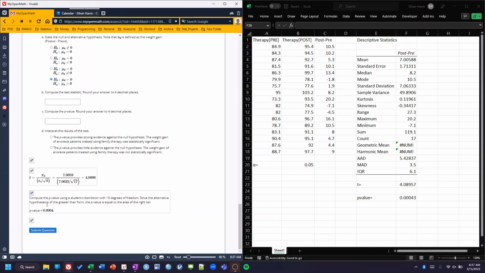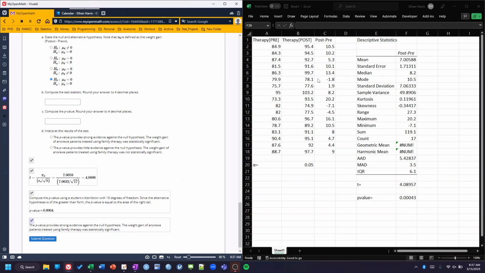Okay, last question. It says interpret the results. We've got that the p-value provides strong evidence against the null hypothesis, so we're going to reject this null hypothesis and claim instead that the true difference is greater than 0, or that the therapy helps these patients gain weight at a significant level.